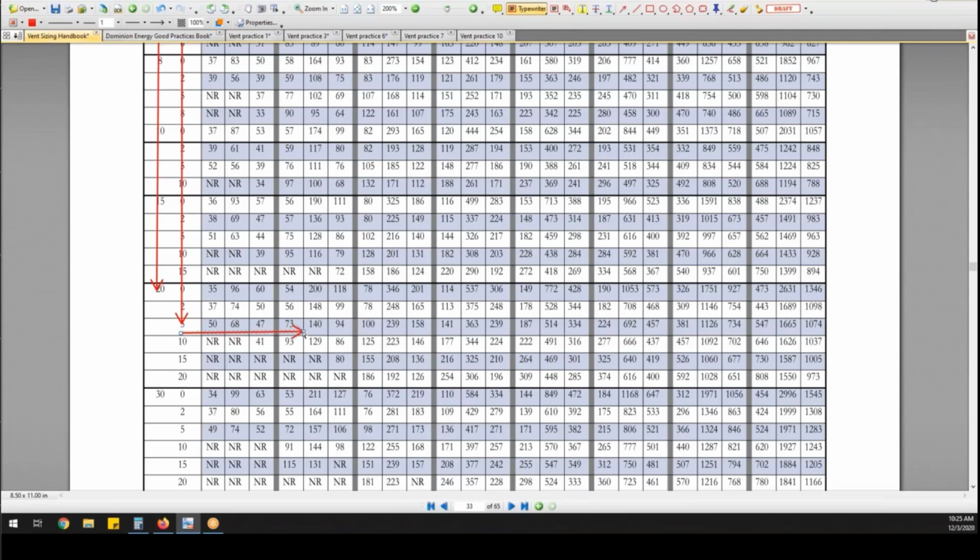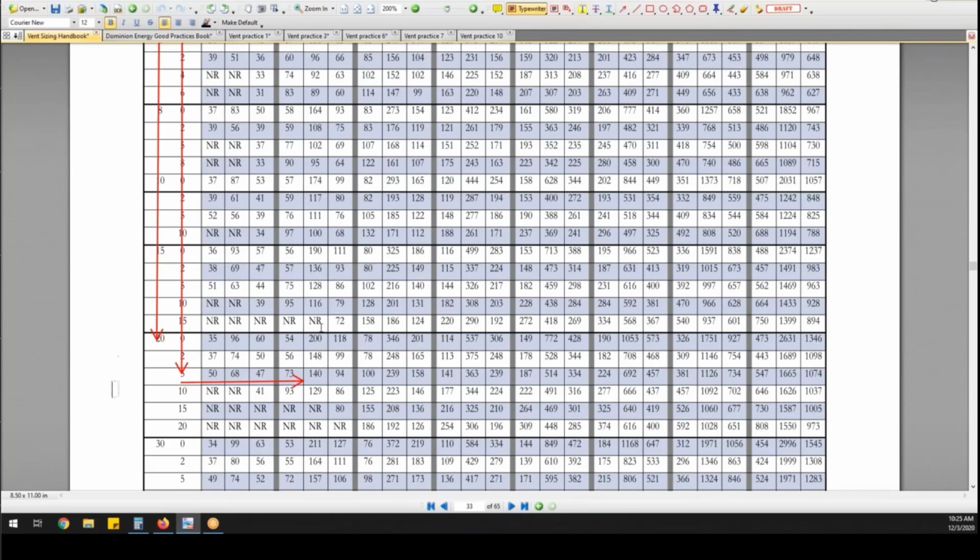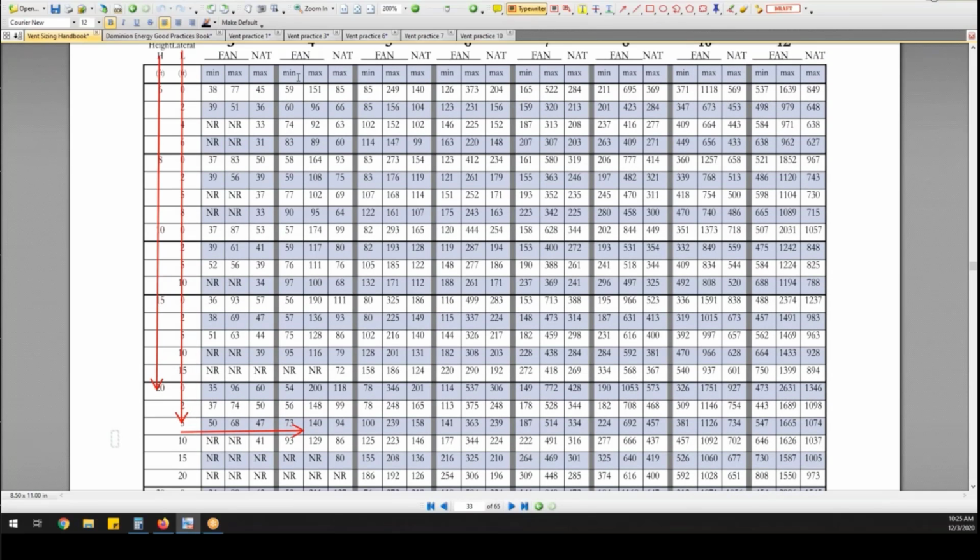Okay. Now, my minimum value is 73,000, and my max is 140. Well, I have a 60,000 BTU appliance. Does that meet the minimum? Do I have enough heat with 60,000 BTUs? Nope, I don't. I can't do that.